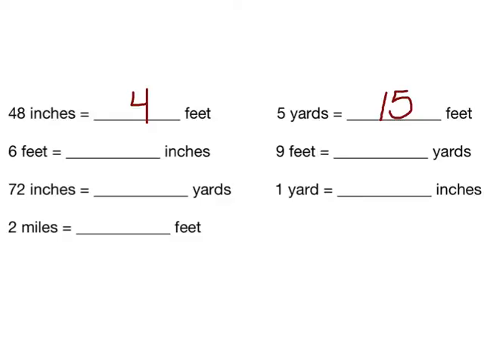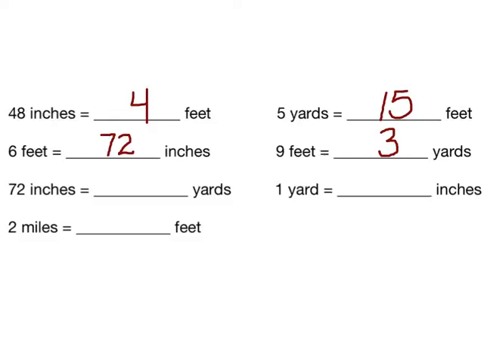Next, I see that 6 feet equals blank inches. Again, I know that there are 12 inches in 1 foot, so 6 feet, 6 times 12 is 72. 6 feet would equal 72 inches. Next, 9 feet equals blank yards. I know that there are 3 feet in 1 yard. So if I have 9 feet, then 9 divided by 3 is 3. So I would have 3 yards.